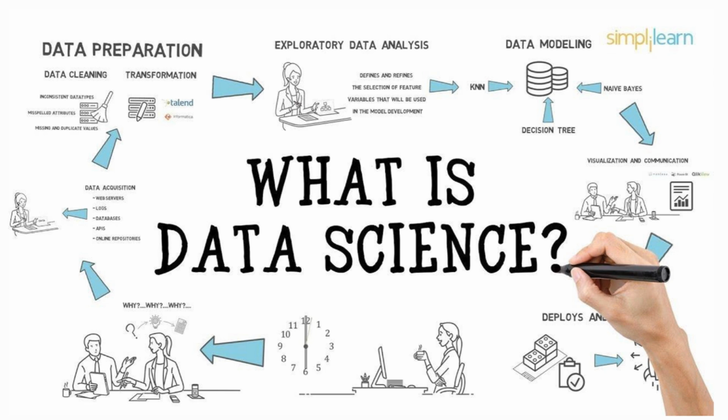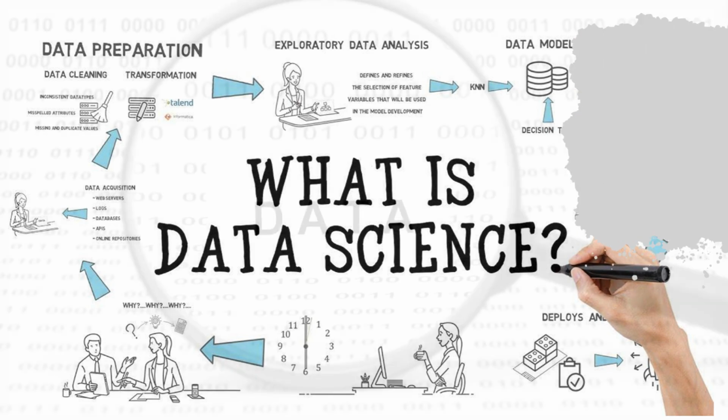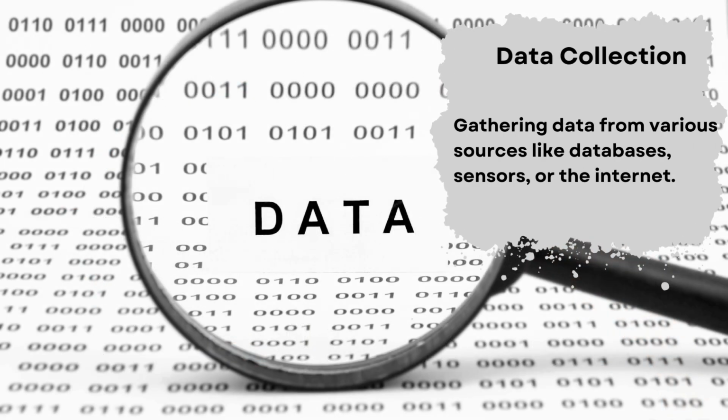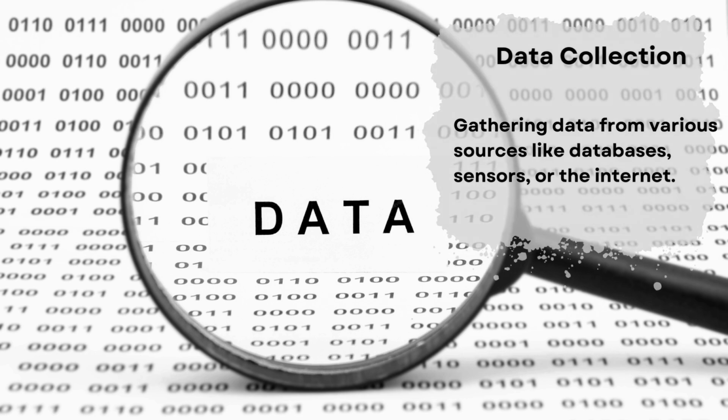We can break it down into about 6 to 7 steps, starting off with data collection. Once we gather the data from various sources, for example, databases, sensors, or scraping data from the internet, and many more processes are there in order to collect the data.